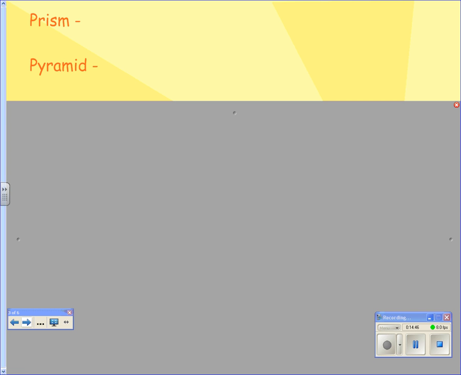A pyramid is a type of polyhedron formed by a polygonal base and triangular lateral faces that meet at a common vertex.